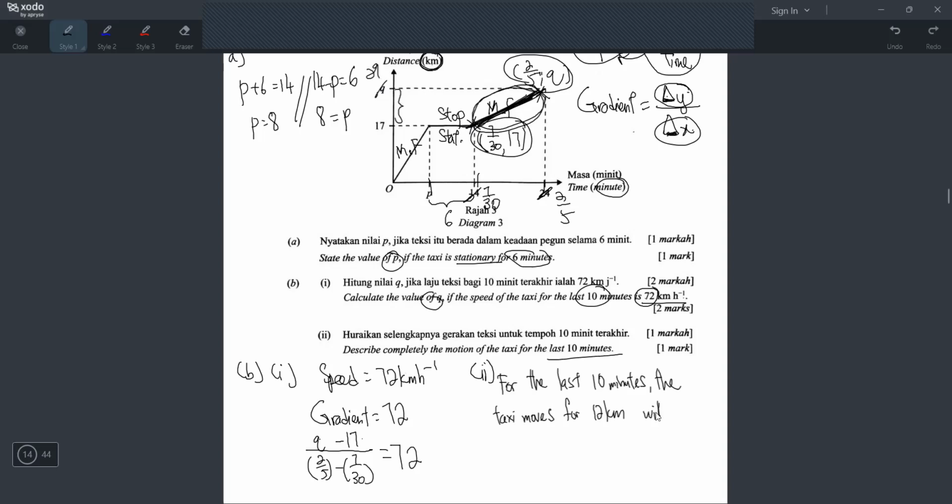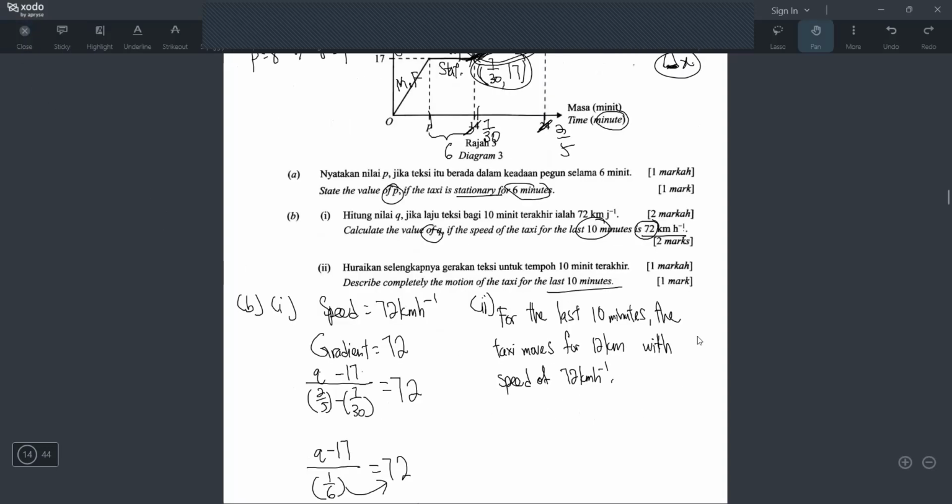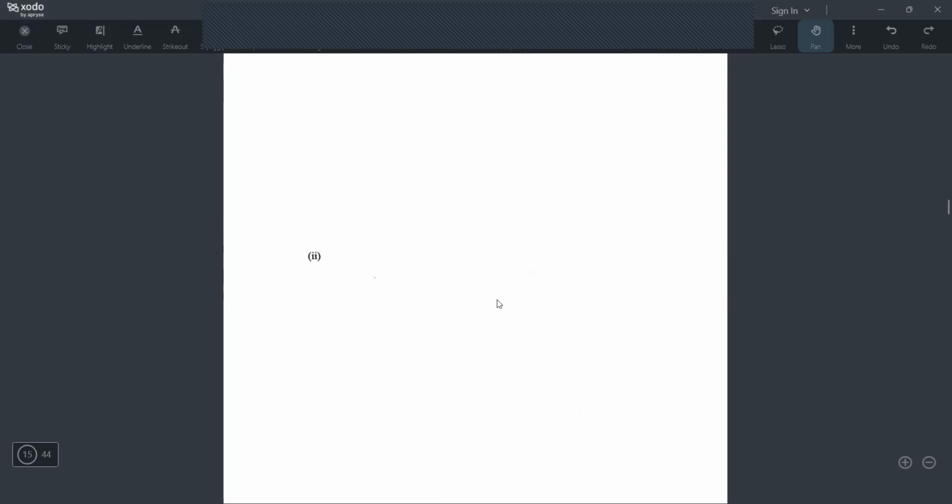We can mention the speed also, because we have the speed for the last 10 minutes, which is 72, right? So with speed of 72 kilometer per hour. Okay, so yeah, this is good enough, right? I mentioned the time, I mentioned the distance, I mentioned the speed. Okay, so this is how I would write for this question. What if you write in Bahasa Melayu? Can also, you can say taksi bergerak sejauh 12 kilometer dengan kelajuan 72 kilometer per jam. Can also, it's the same thing. All right, let's continue.